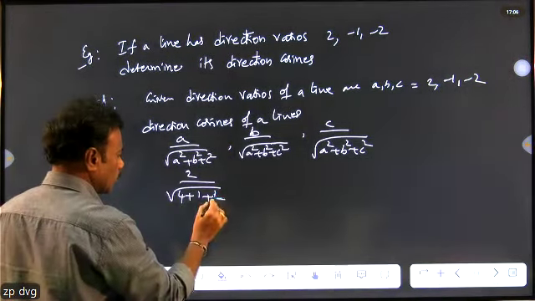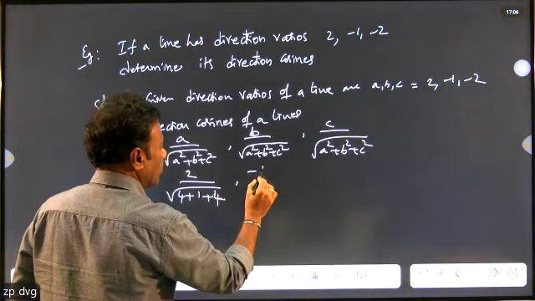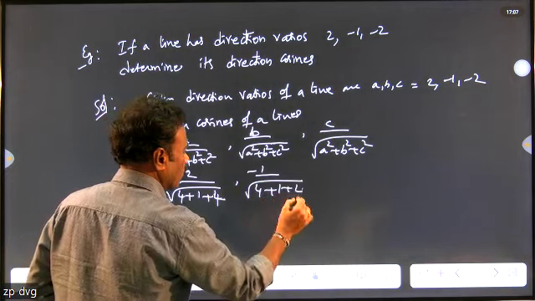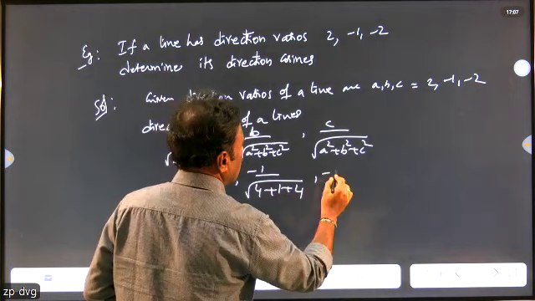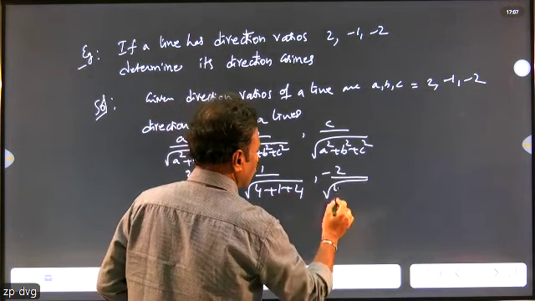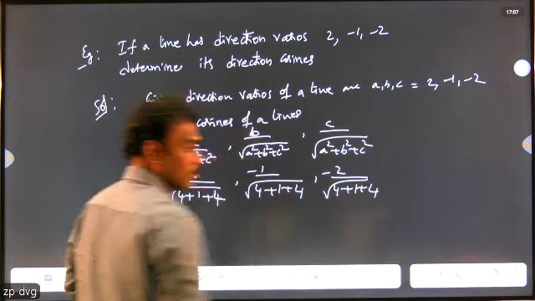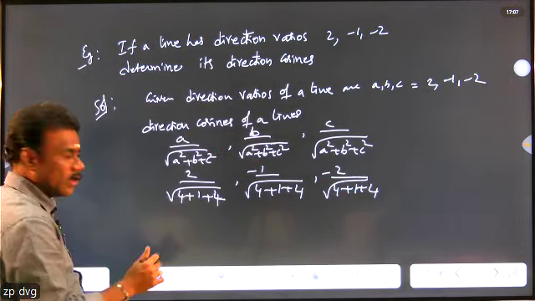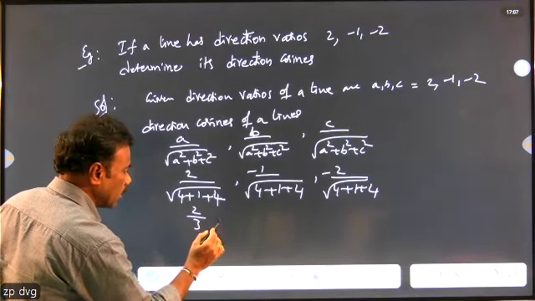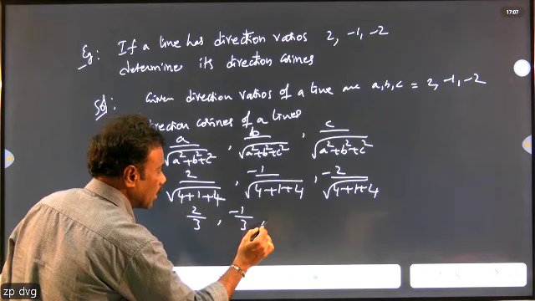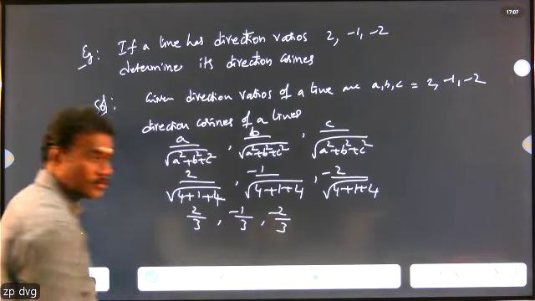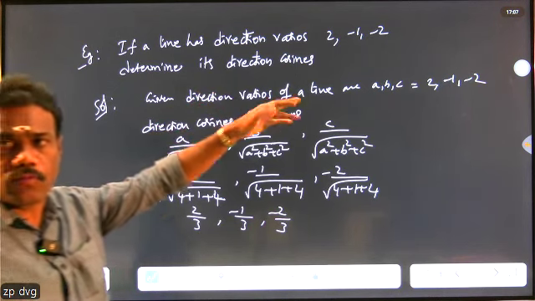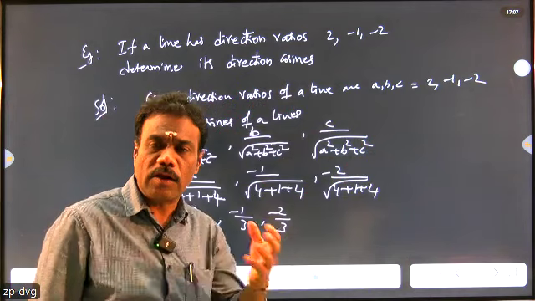So you will get 2 by square root of 4 plus 1 plus 4, and next minus 1 by square root of 4 plus 1 plus 4, and next minus 2 by square root of 4 plus 1 plus 4. So what you will get? 4 plus 4 is 8, plus 1 is 9, square root of 9 is 3. You will get 2 by 3, minus 1 by 3, and minus 2 by 3, right?